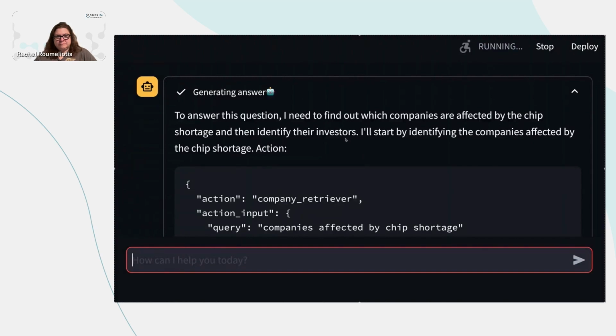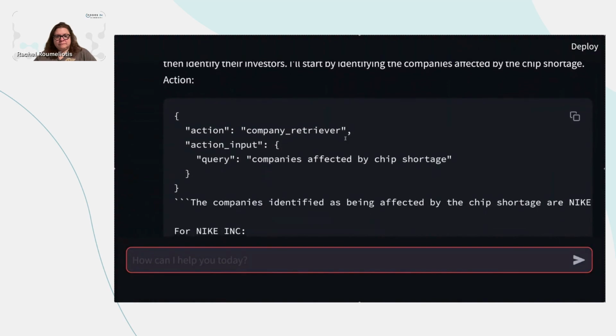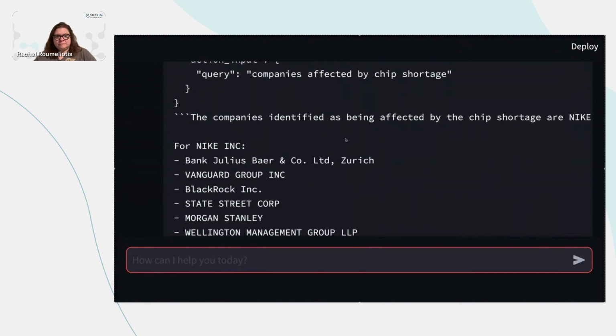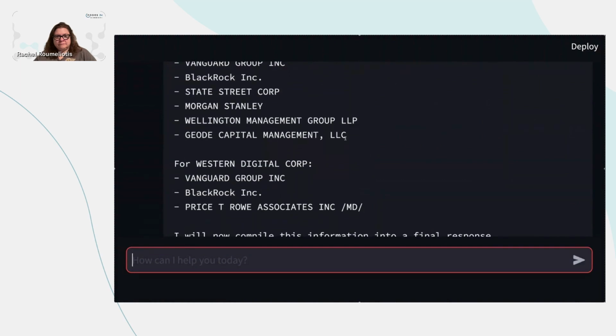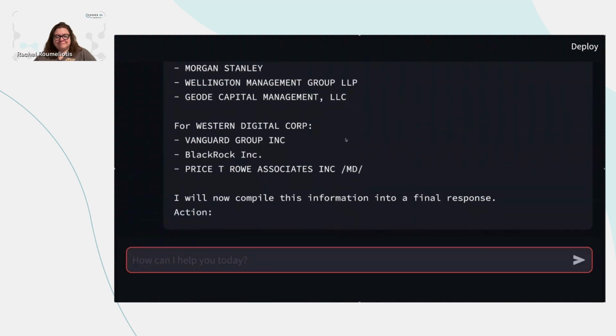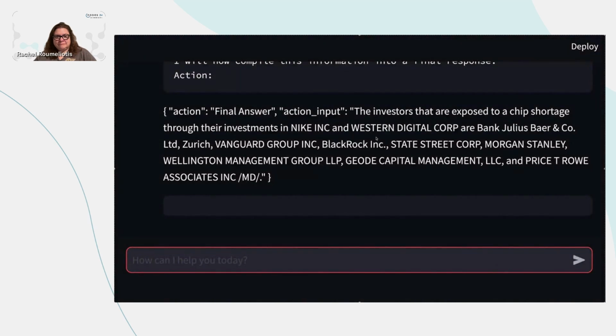Great. So it's going to start by identifying companies affected by a chip shortage by using the company retriever tool. That's good. Curious that it found Nike Incorporated. I think it's probably mistaken on that one. But Western Digital, okay, yeah, that's completely right. And then its final answer is based on Nike and Western Digital. Here's the investors in that.